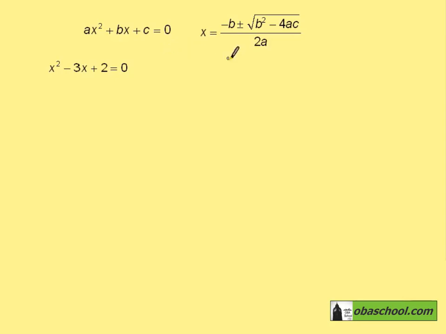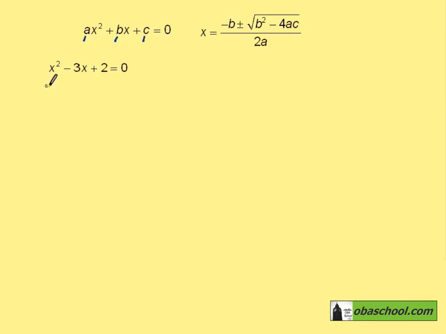The quadratic formula is shown here. X is equal to minus b plus or minus the square root of b squared minus 4ac, all divided by 2a, where the a, b, and c in the formula are these values.